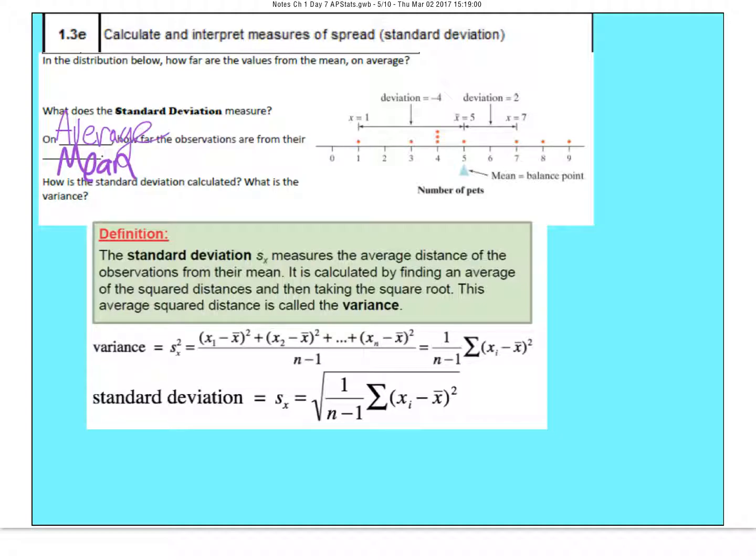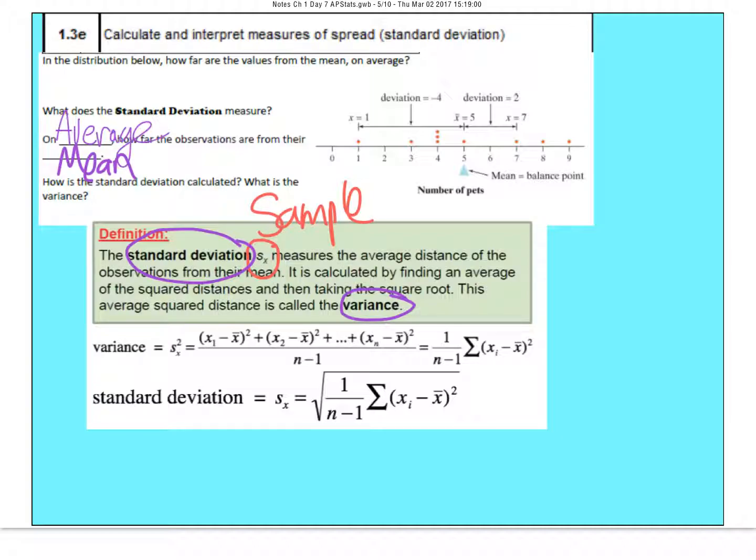Now your calculator can do this calculation under one variable stat, but I'm going to show you the formula and how it works. The true definition is this: standard deviation, which is Sx on your calculator. By the way, Sx means for the sample. It measures the average distance the observations are from the mean. It's calculated by finding an average of the squared distances and then taking the square root. This average squared distance is called the variance. So the two vocab words we focus on quite a bit in this chapter are variance and standard deviation.